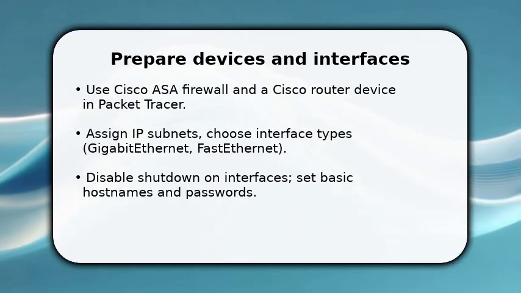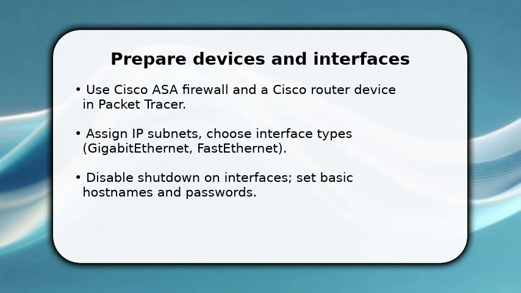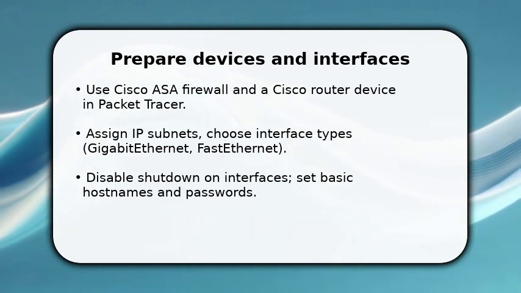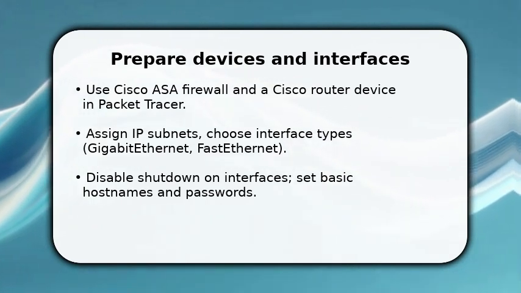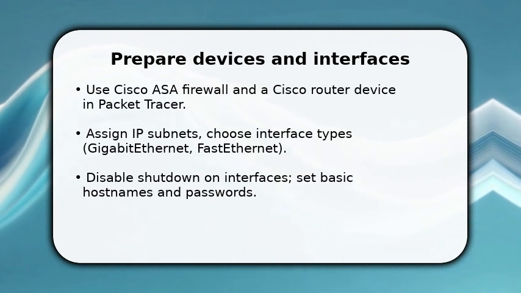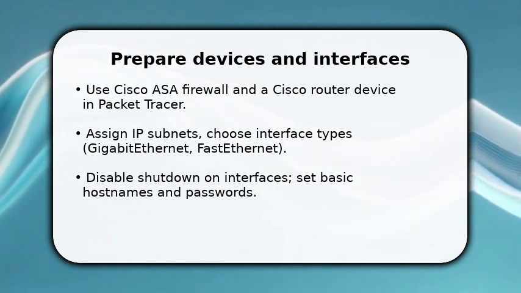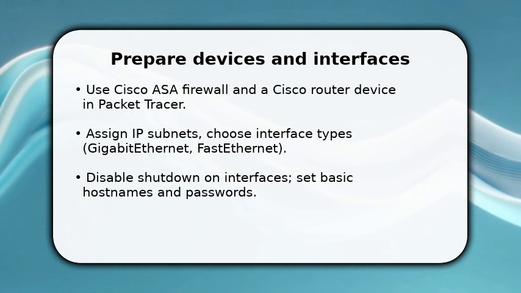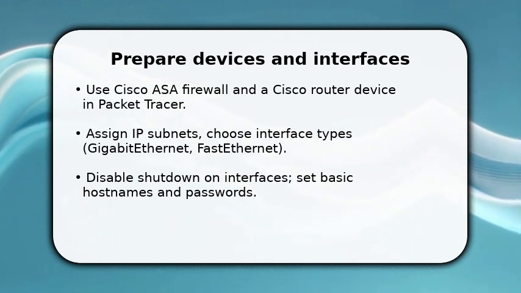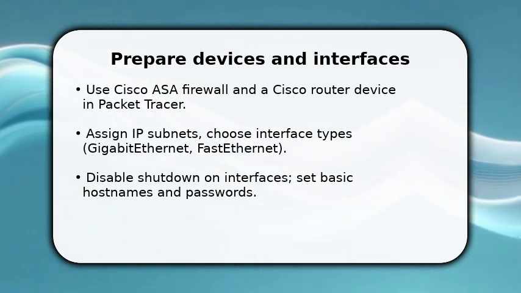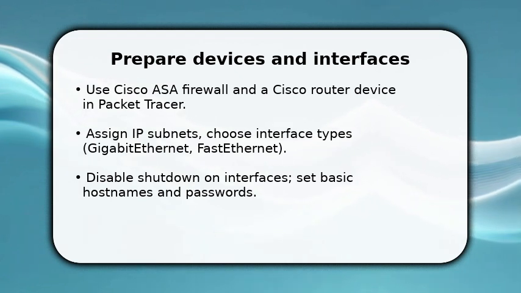You start by placing the ASA firewall and router next to each other, then pick the correct interface types, Gigabit Ethernet or Fast Ethernet, so speeds match. Configure host names and enable secret on both devices, then assign IP addresses within the same routing plan. Once done, make sure each interface is no shutdown and description labeled for clarity.